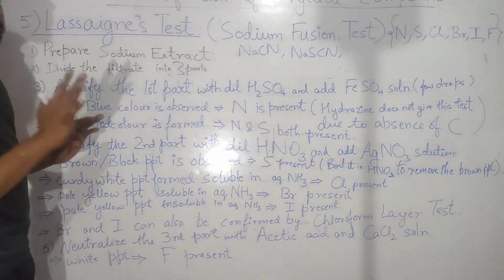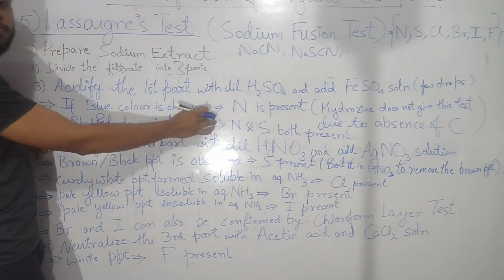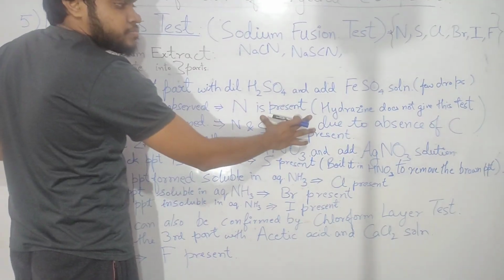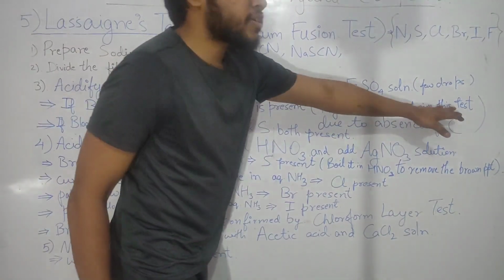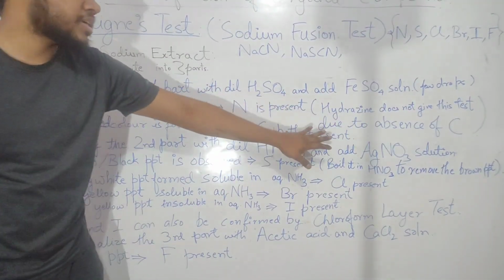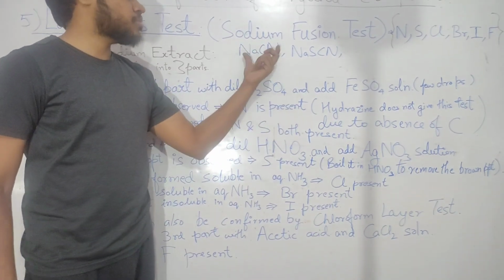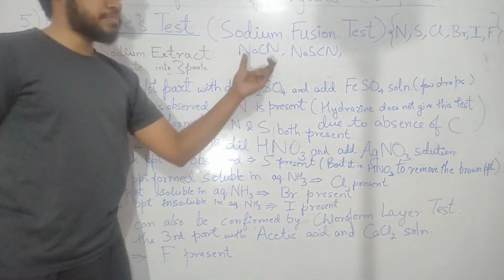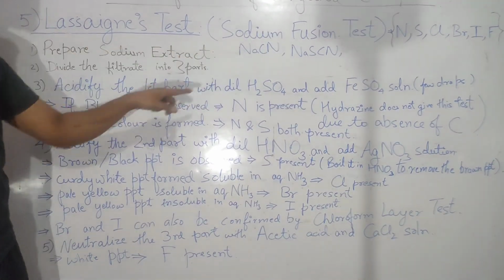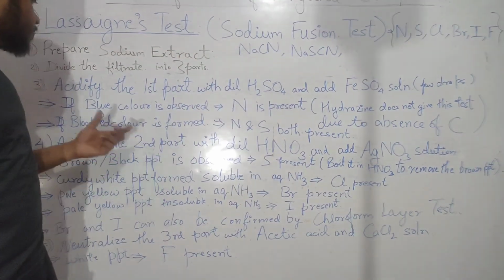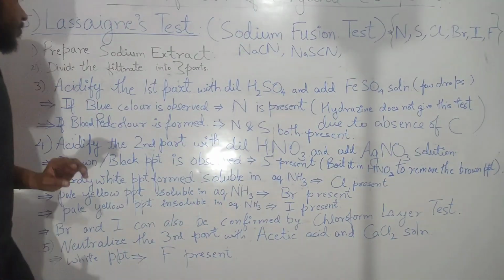Now we come to the observation of this test. If blue color is observed, nitrogen is present. Also, I have to mention over here that hydrazine does not give this test because carbon is absent in hydrazine, and this test requires carbon to form this sodium cyanide salt, which forms Prussian blue. Due to Prussian blue, this blue color is observed when it reacts with ferrous sulfate solution.